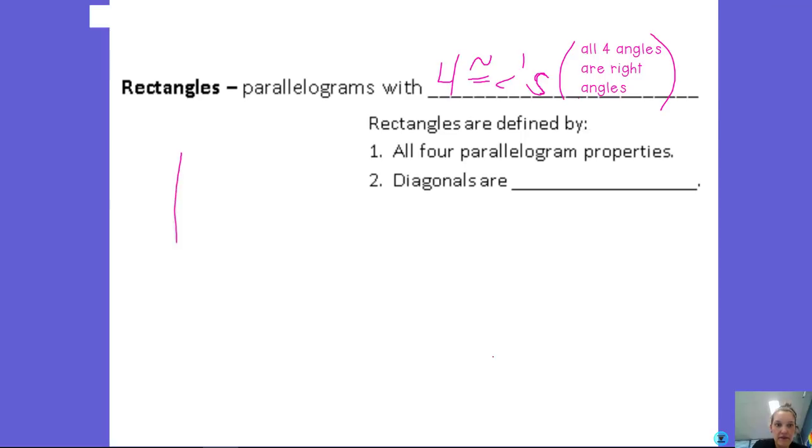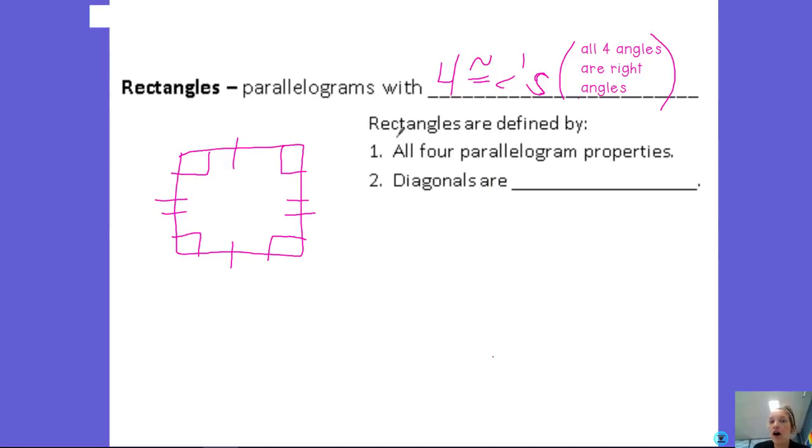It's a parallelogram, so the opposite sides are congruent. Both pairs of opposite sides are congruent. All of its angles are right angles. So all of the properties of a parallelogram are still going to apply to a rectangle.